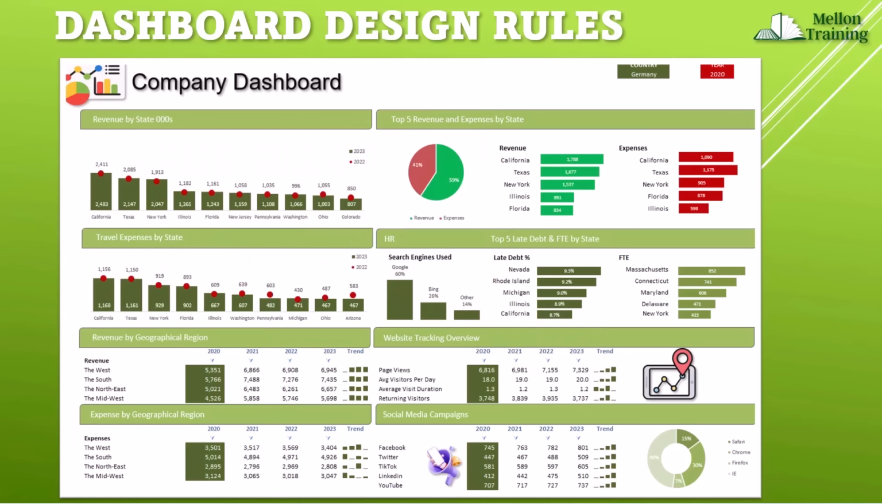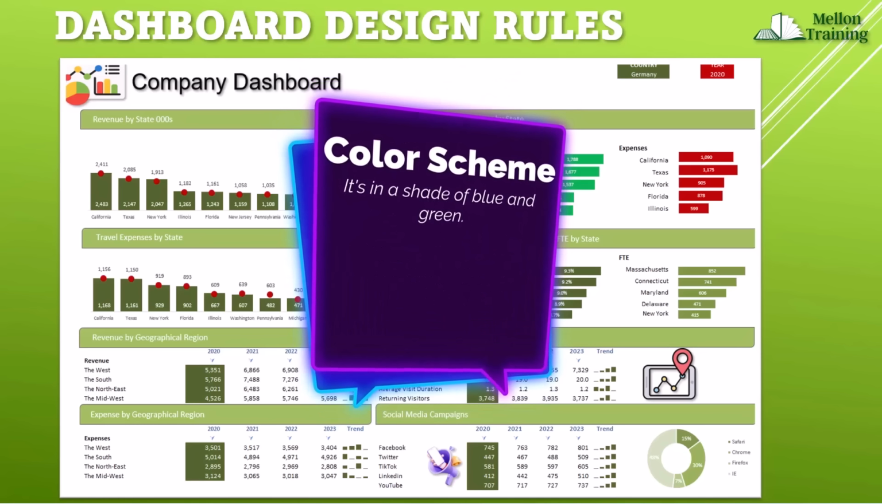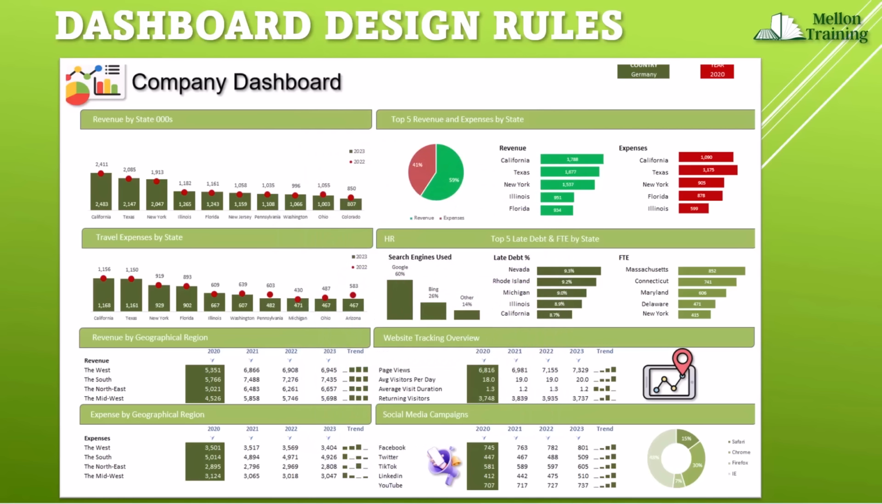Now, one of the other things you might notice about this dashboard is the color scheme. It's in a shade of red and green. There are really only two colors inside of the dashboard, so you don't have to go wild when you're creating your dashboard. What I tend to do is just pick a color scheme and stick with it. Just pick a color for your most important metric and a color for your second most important metric, and just replicate that over and over again.